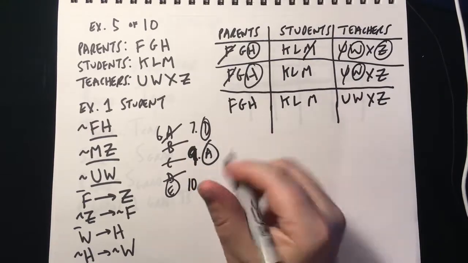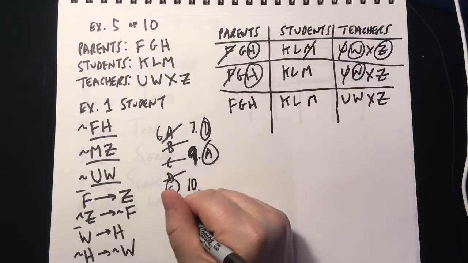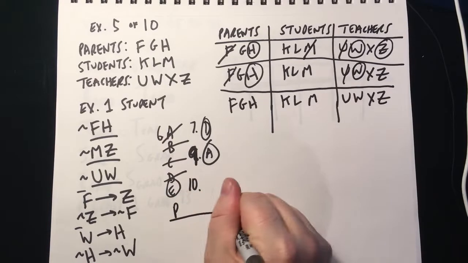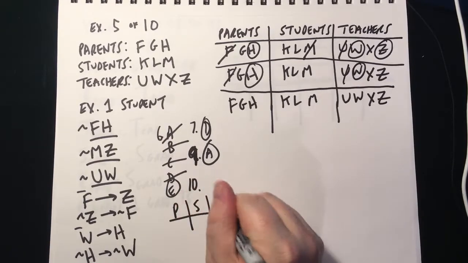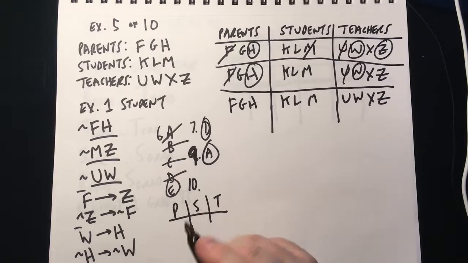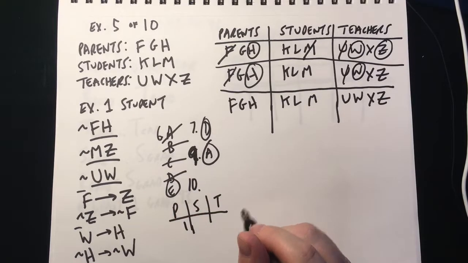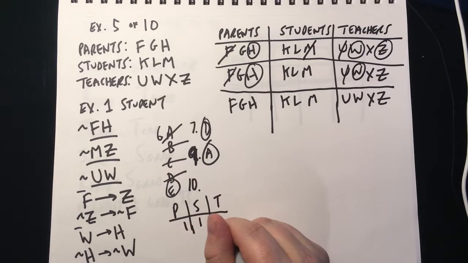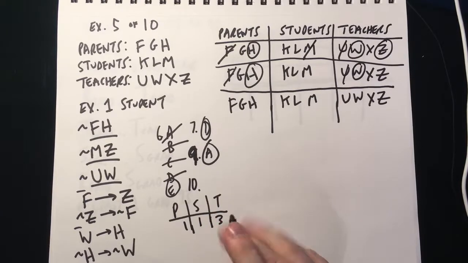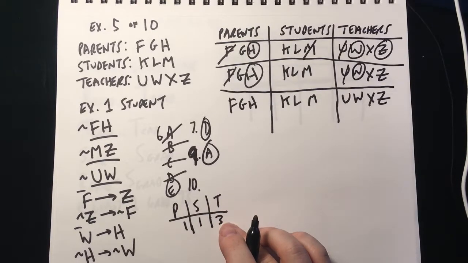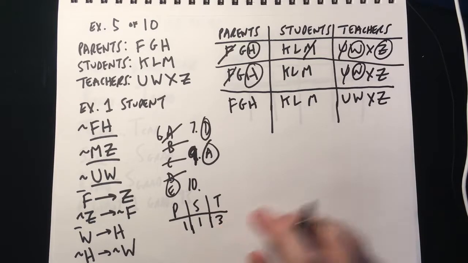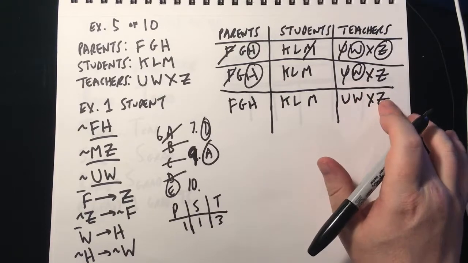Question number 10, think about the numbers they're giving us in terms of the parents, the students, and the teachers. They're telling us there's going to be one parent. They're telling us there's going to be one student, and that means there's going to be 3 teachers. Let's think about the implications of that. If there are going to be 3 teachers, then I'm choosing 3 of U, W, X, and Z.